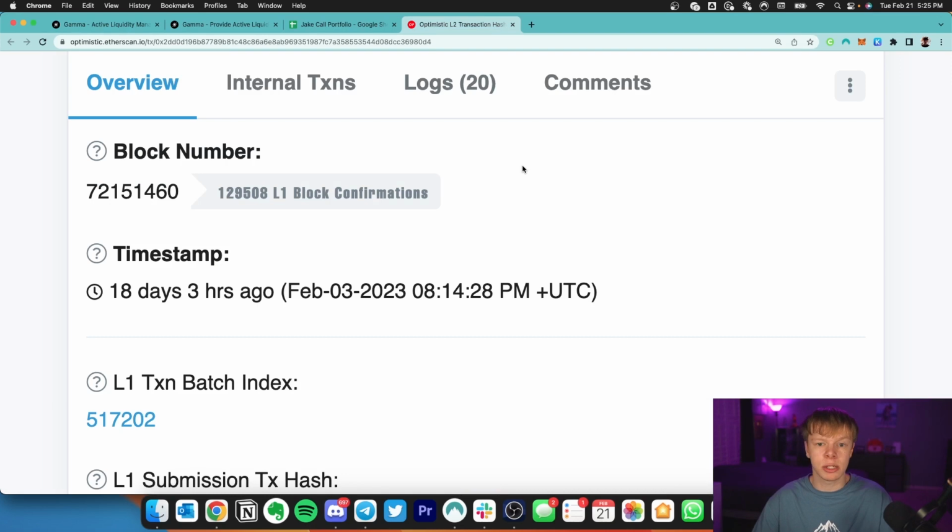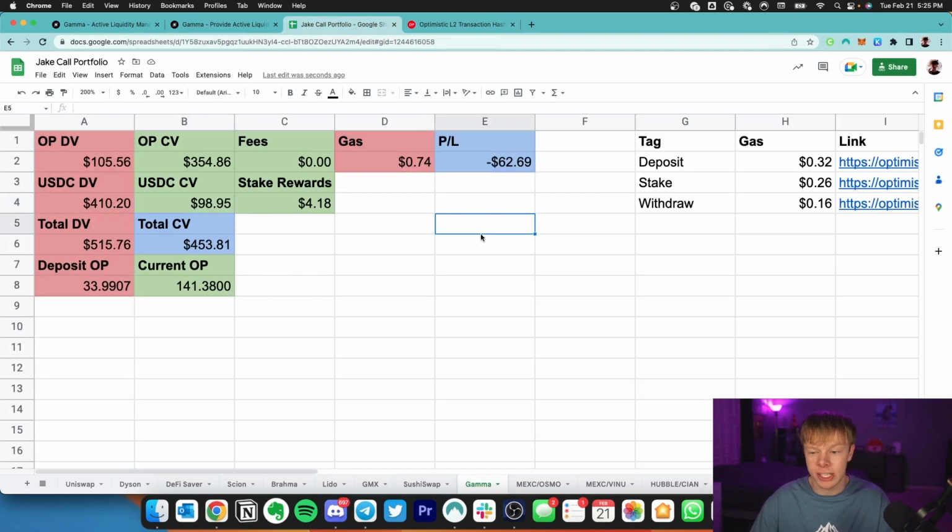Now, I deposited into this pool about 18 days ago on February 3rd, and I'm currently down about $62, and that's after I was paid out about $4 in staking rewards for OP token. So as you can see, my initial deposit value was $515, and currently I have about $453 in this strategy.